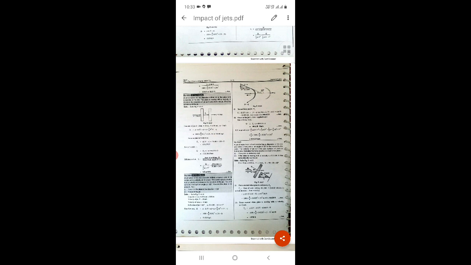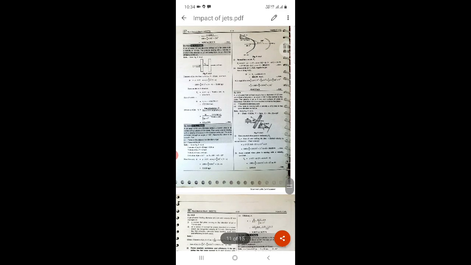Firstly, diameter d is 0.06, velocity V is 80, velocity U is 6 meter per second, and the deflection angle of the jet is 165 degrees. Mass flow rate is rho A (V minus U), so 33.92. With the help of that, calculate the force: (V minus U)(1 plus cos theta). With the help of that, calculate the force in the normal direction.